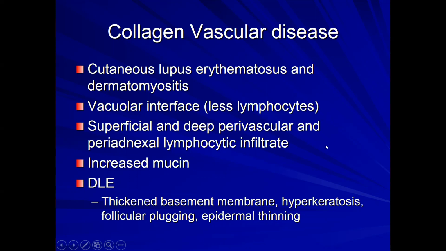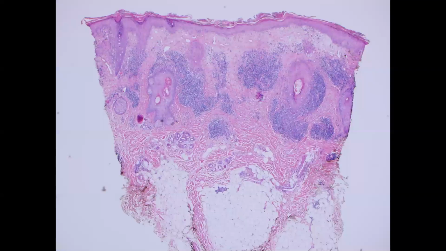You tend to have a superficial and deep perivascular and periadnexal lymphocytic infiltrate. So periadnexal, the adnexal structures of the skin are the hair follicles, the sweat glands. You're going to see lymphocytic infiltrate surrounding those, as well as your blood vessels, and then the dermal mucin. And then DLE, which is chronic cutaneous lupus, you might see special features like a thickened basement membrane, follicular plugging, epidermal thinning, and hyperkeratosis, but you wouldn't necessarily see it in a non-chronic lesion.